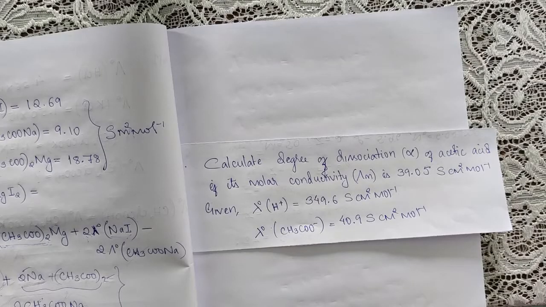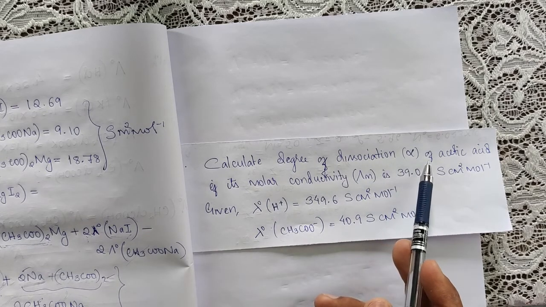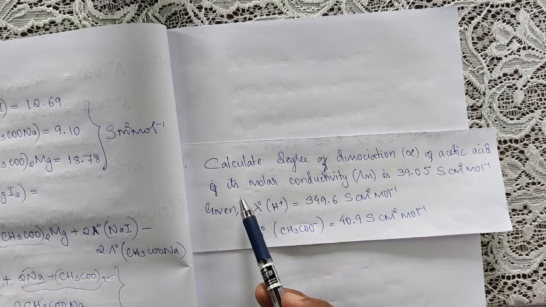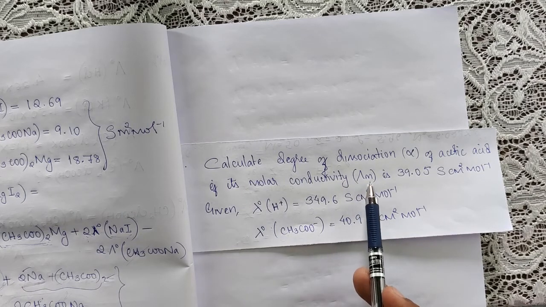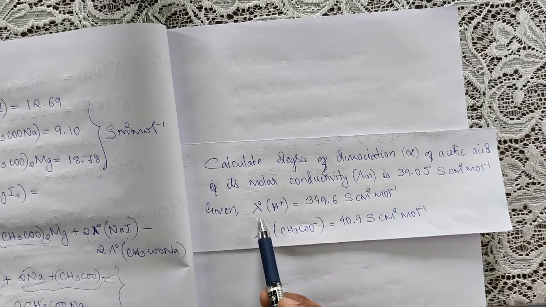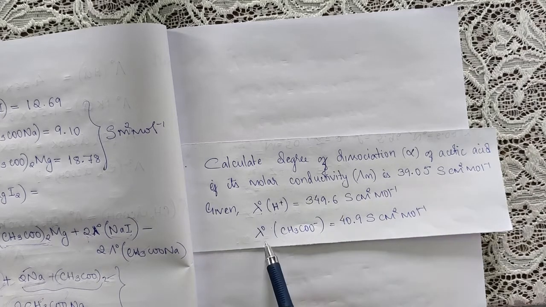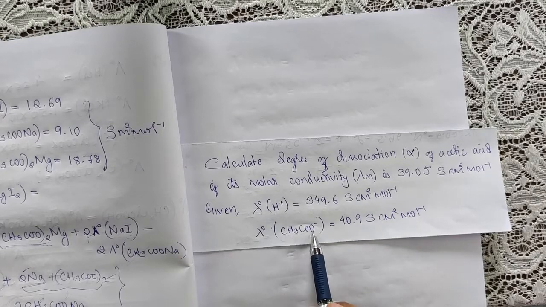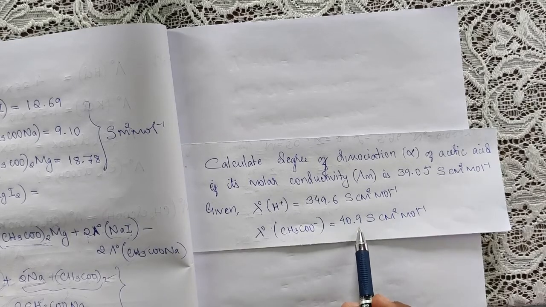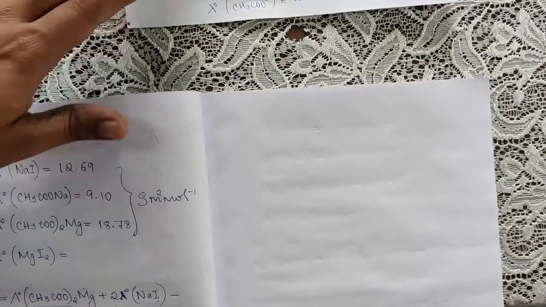So now we shall try our next problem. Calculate the degree of dissociation alpha of acetic acid if its molar conductivity is 39.05 Siemens centimeter square per mole, given the ionic conductivity of H plus is 349.6 and the ionic conductivity of CH3COO minus is 40.9. So I'll just write down the given.